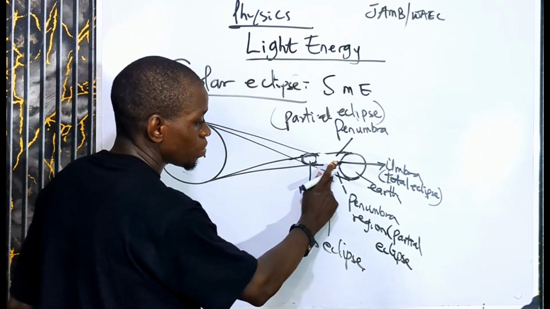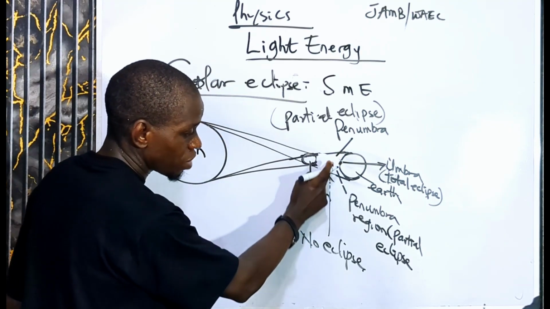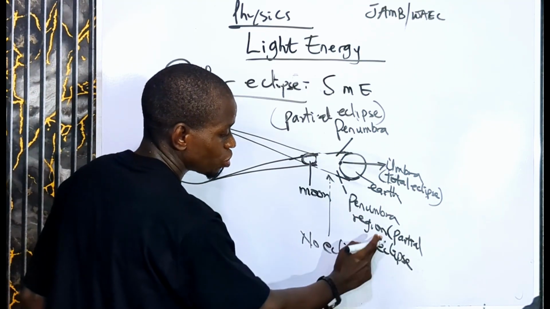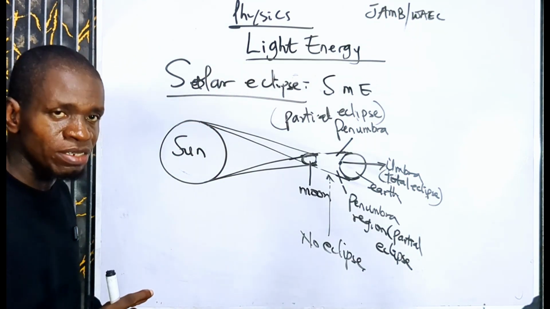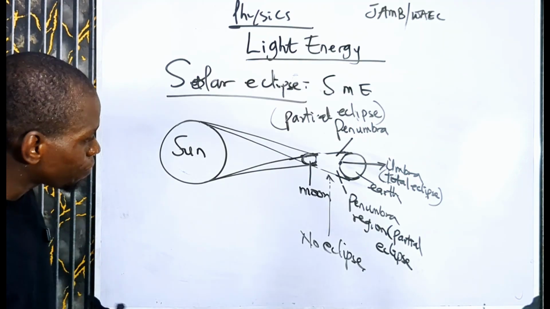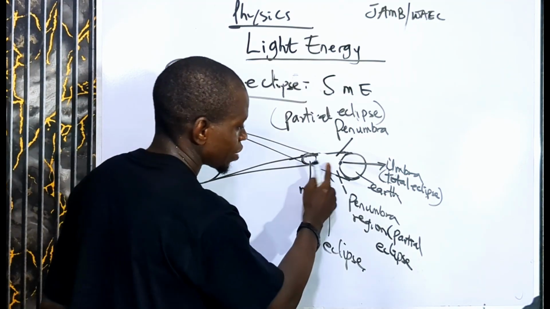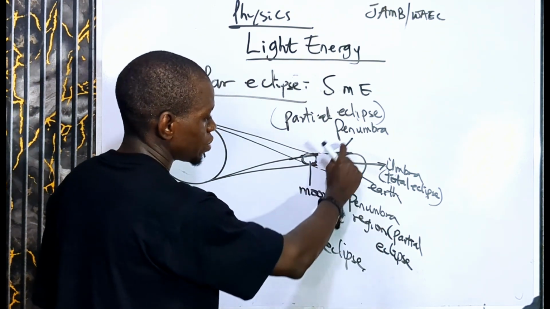But if you are not seeing something like that, you are just seeing something like this, no intersection, you're seeing something like that. Please, it's under the penumbra region, and it's under what they call your partial eclipse. Please take note of that. Don't confuse yourself. Be careful that whenever you don't see an intersection like that, it is under what you call your penumbra region.